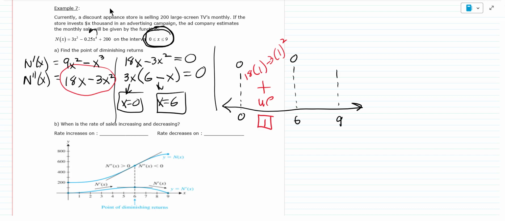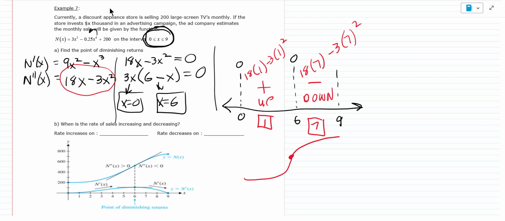I'll do a test point between 6 and 9. I'll plug in a 7. Again, we plug that in: 18 times 7 minus 3 times 7 squared. You will get a negative. You can do that on your calculator, so that means you're concave down. When you do a point of diminishing returns, this is what you expect to happen. You're going to be concave up, then concave down, and you're going to have that inflection point right there. So that is the point of diminishing returns.